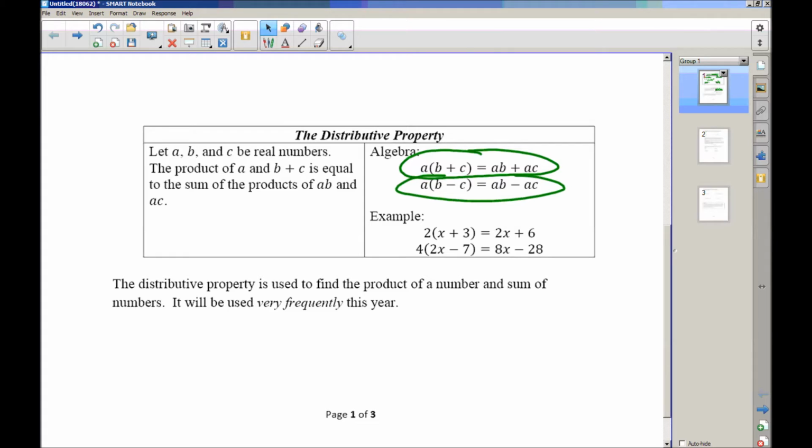So I always say it's like the jumping the fence property. So the A jumps the fence here and times to both of them inside, and the same thing here. But it doesn't change the sign between adding and subtracting.